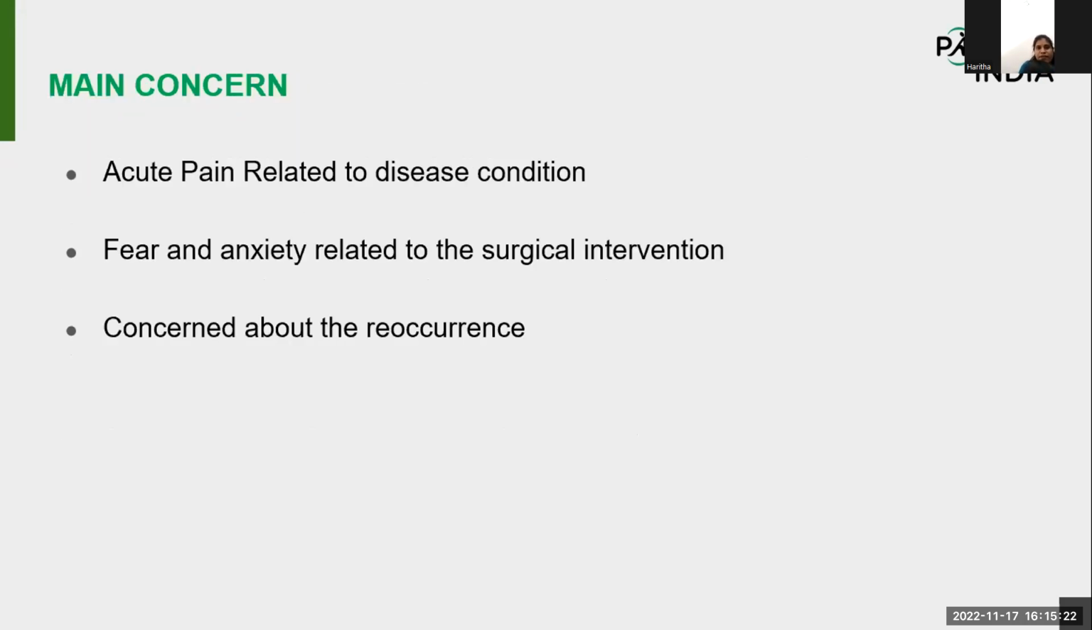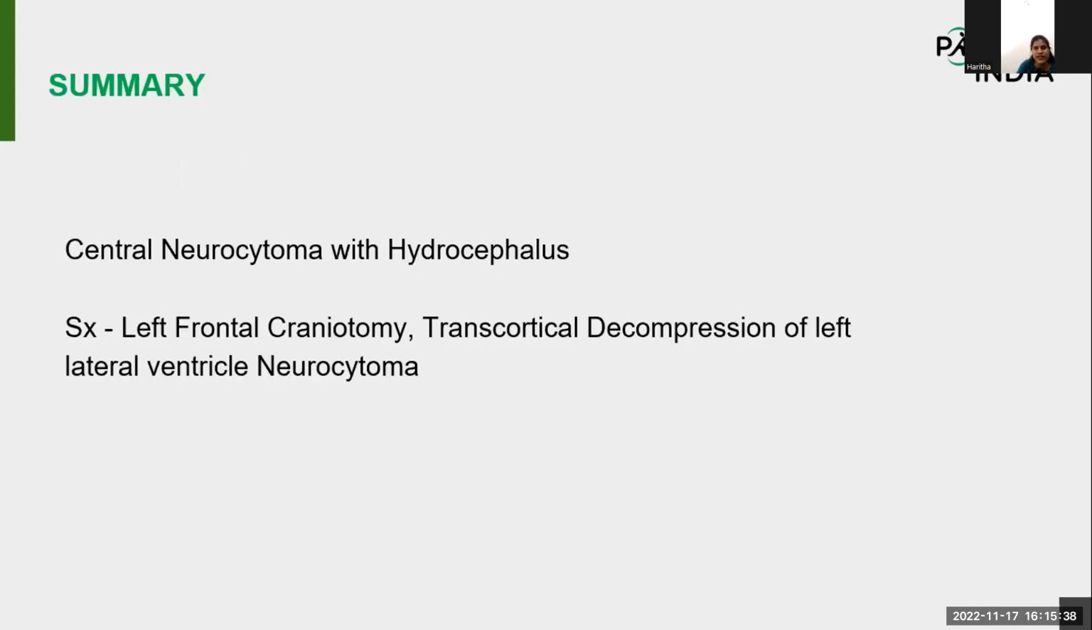And the next slide. Main concerns are acute pain related to the disease condition, fear and anxiety related to the surgical interventions, and concern about the recurrence of central neurocytoma. Summary: central neurocytoma with hydrocephalus, and the surgical treatment was left frontal craniotomy and transcortical decompression of the left lateral ventricle and neurocytoma.